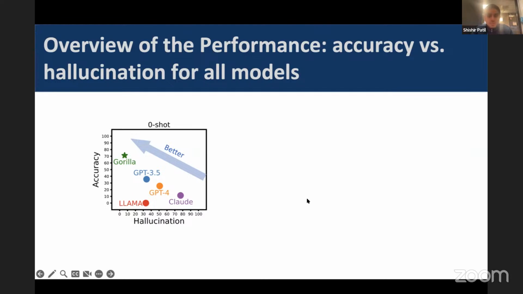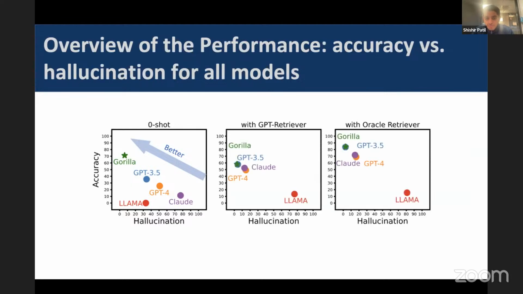And what we show here is zero-shot, which means you just ask the prompt, there's no retriever. You can see that Gorilla performs quite well compared to even closed source and open source models. And of course, what if you use the best retriever, which is text-embedding-ada-002 with similarity search? And what if God gave you a retriever, the Oracle retriever?